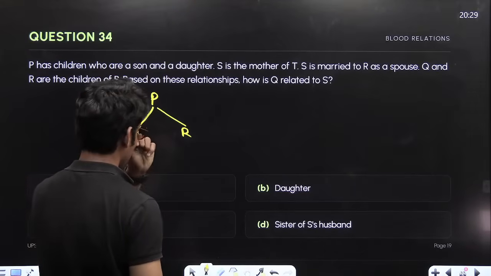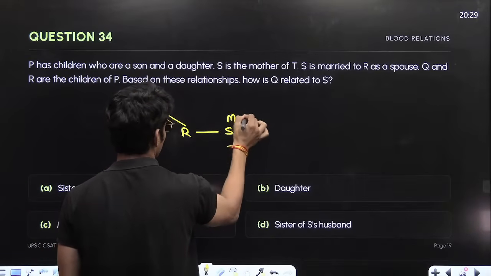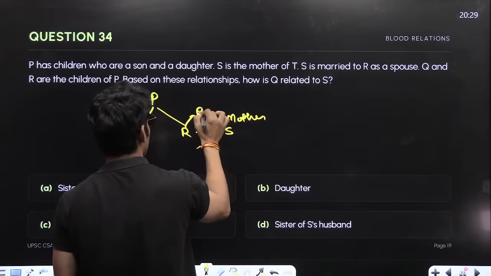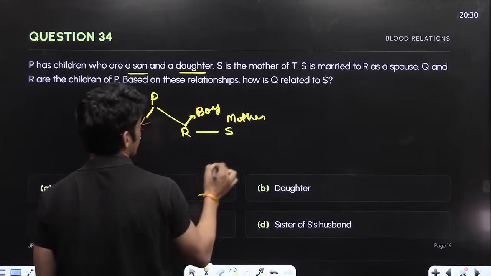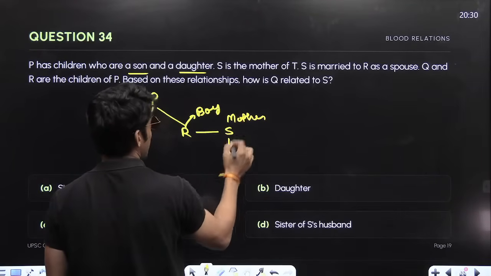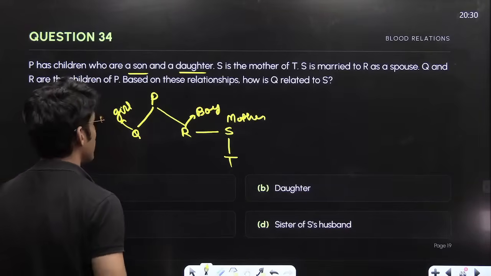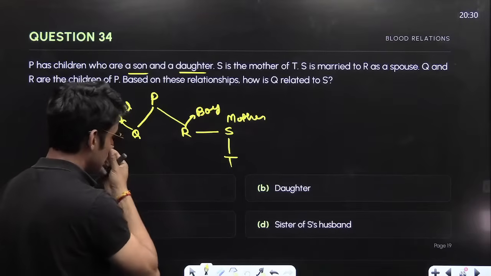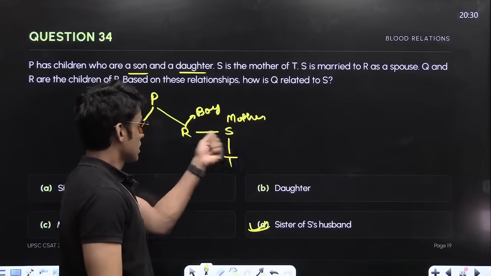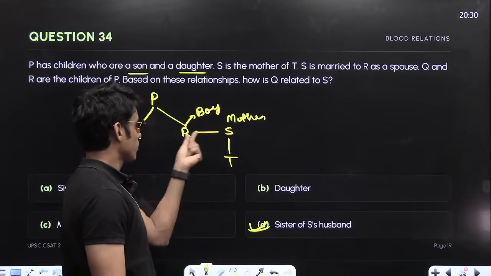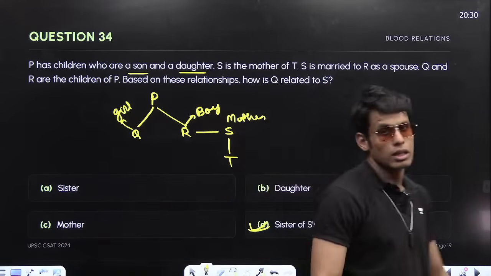S is mother of T. S is married to R as a spouse. So this has to be a boy, and this has to be a girl, right? Because he had a son and a daughter. Q and R are children of P. Based on this relation, how is Q related to S? So sister of S's husband, right? Q is sister of R and R is husband of S. So this is the correct answer, right?